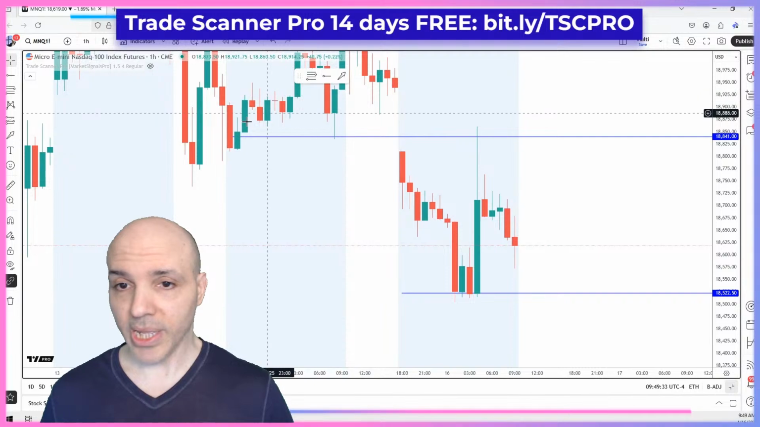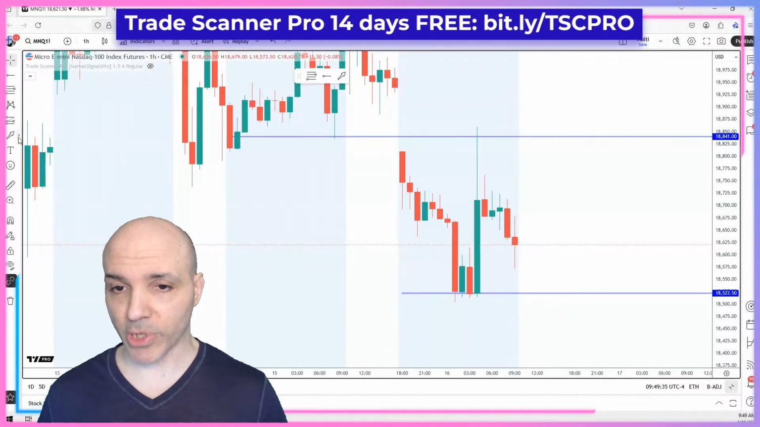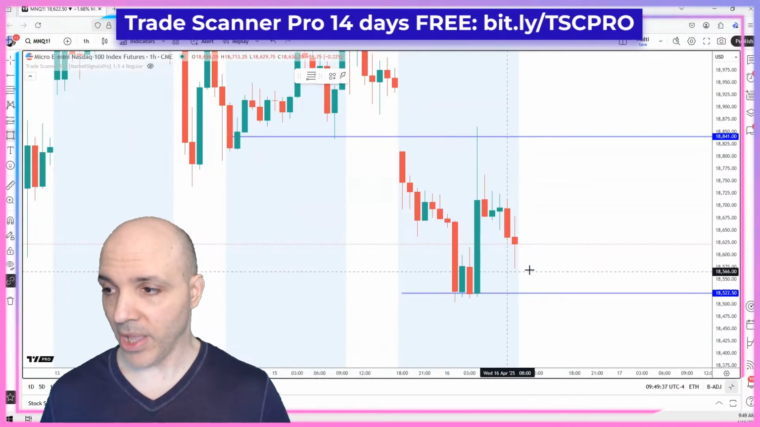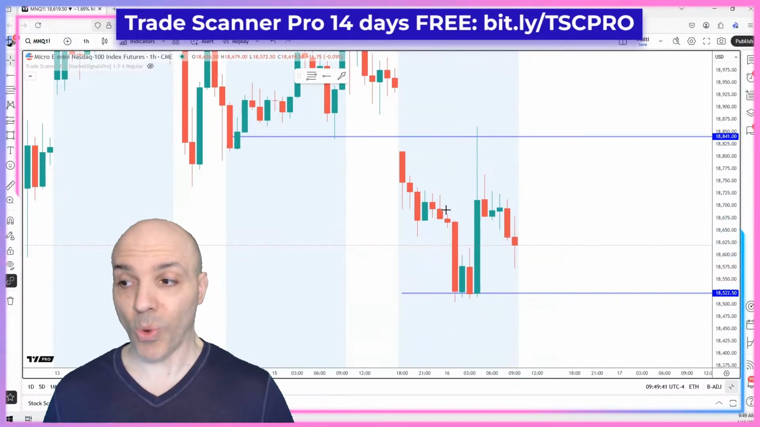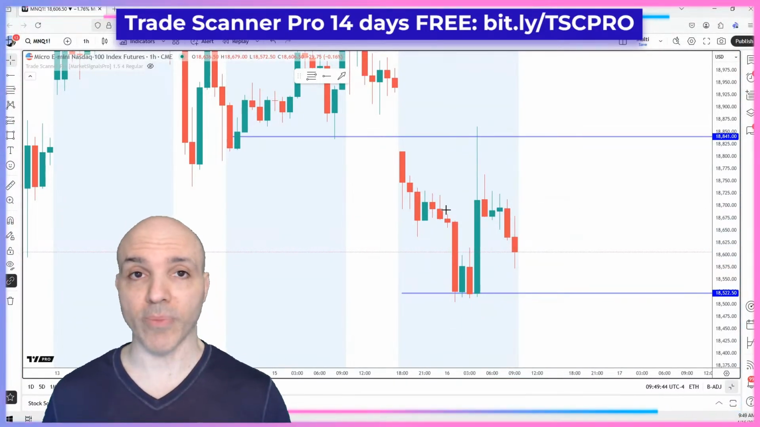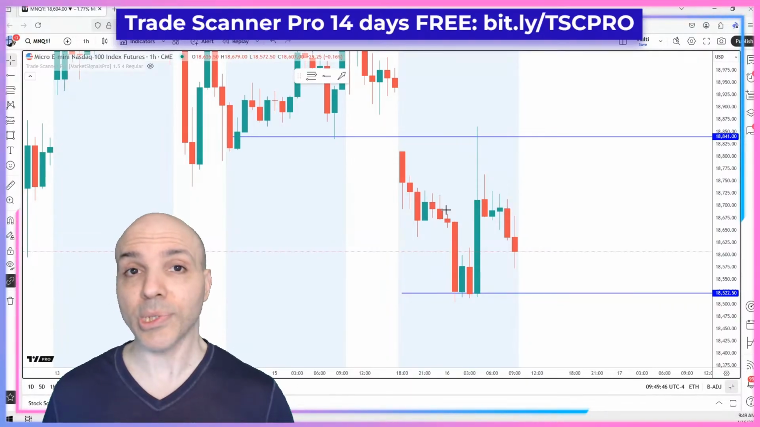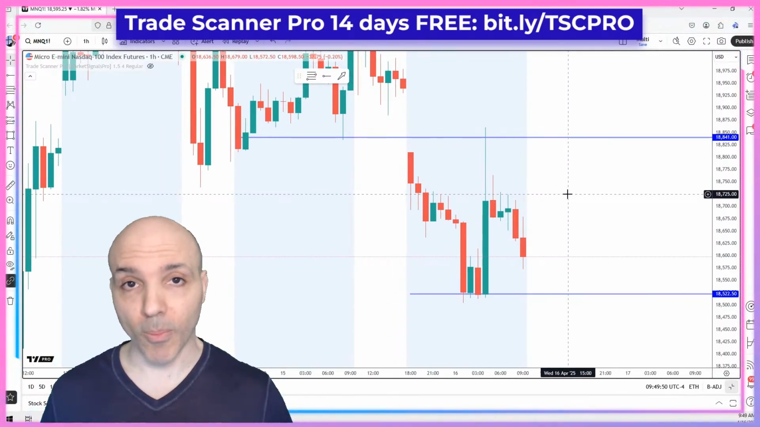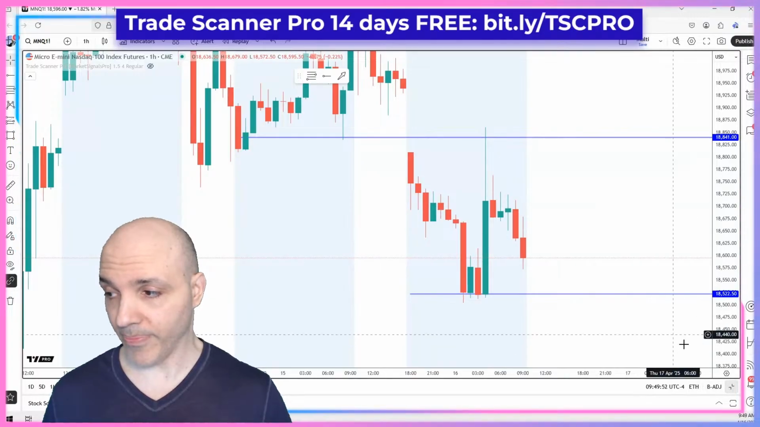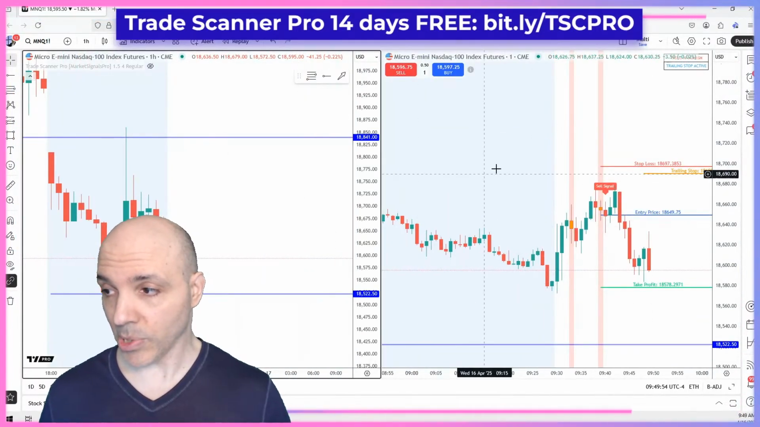So right now, our current location, we're pretty much in the middle of nowhere over here. I don't have any support or resistance levels in this area. So when I see that, and this is a very important point with the Trade Scanner Pro, I need to default to the momentum of my smaller time frame. It's very important. So let's go there.